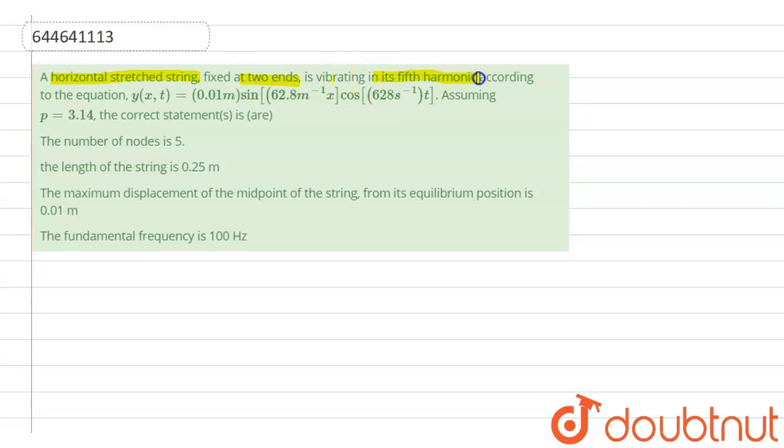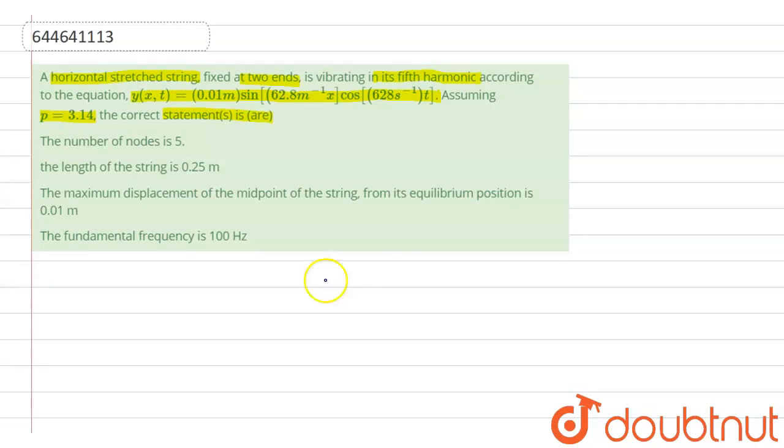Hello students, our question is: a horizontal string fixed at its two ends is vibrating in its fifth harmonic according to the equation, and we are given the equation here. Assuming pi is equal to 3.14, the correct statements are, we have to find which of the following statements are correct.